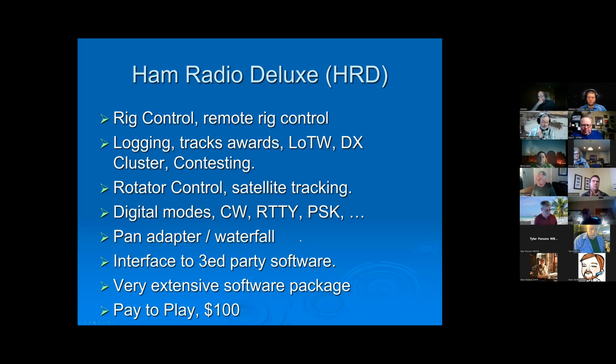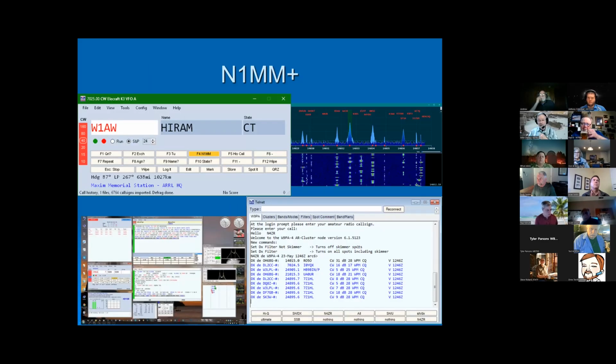Supports pan adapters, waterfalls, and it has interfaces to other third-party software. As far as connections, you can do Ethernet, TCP/IP, and most prevalent, most of the stuff is USB type of connections. Very extensive software package. Pay as you play, $100. If you look around for sales on it, you can usually get 30% knocked off of that price, but very impressive package. So the next one up is N1MM.